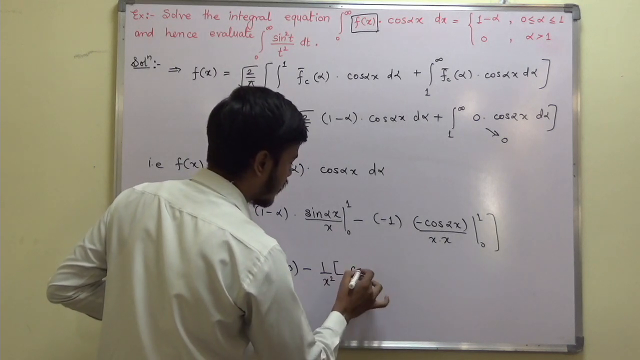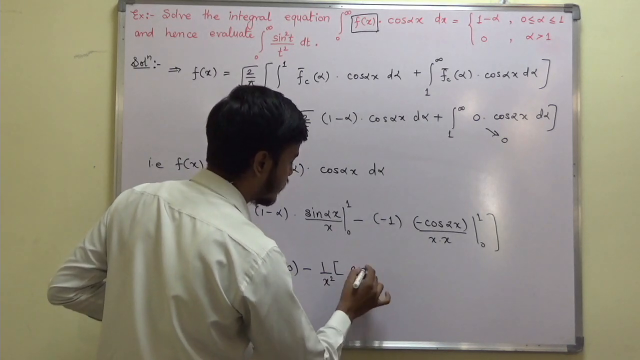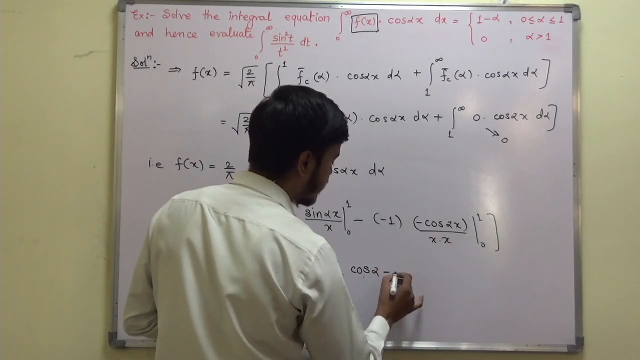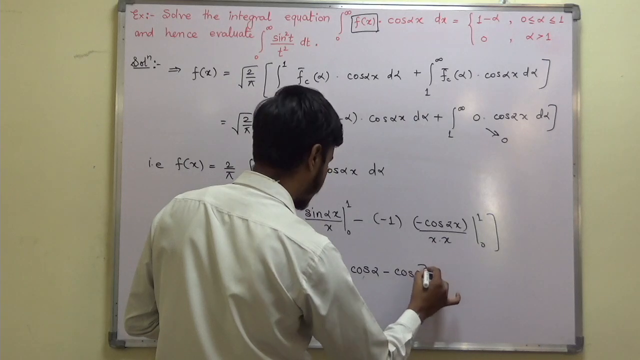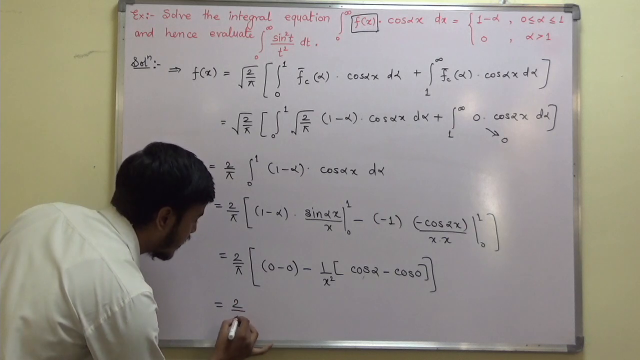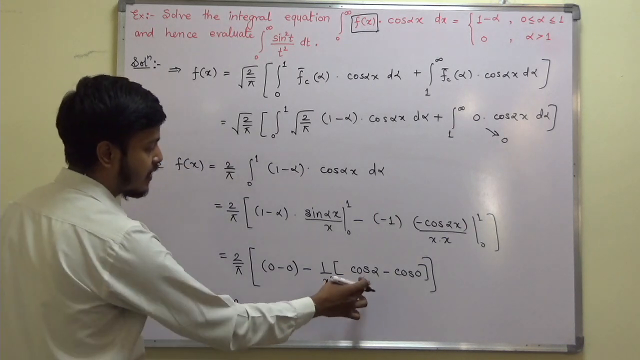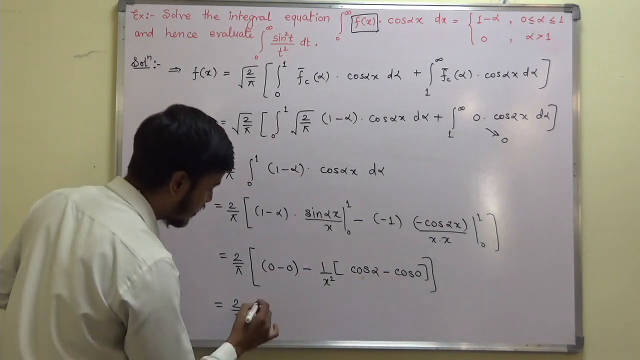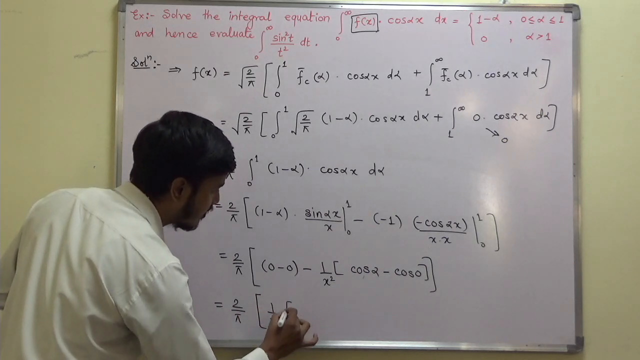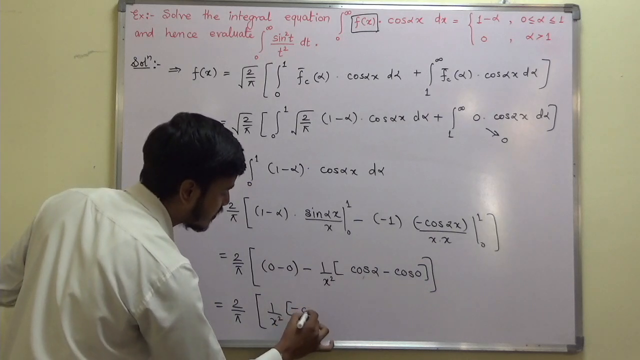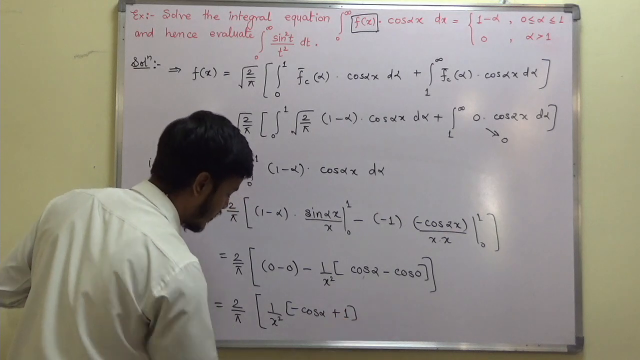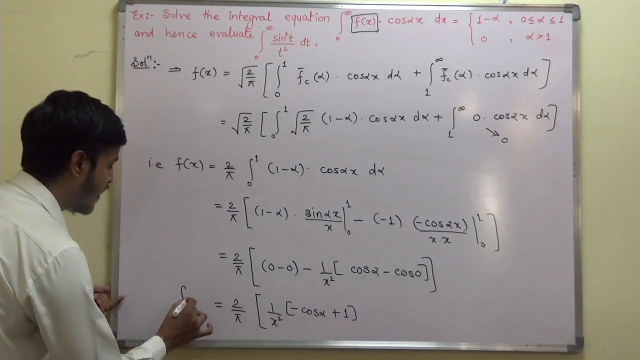Minus into minus plus 1 by x square common, put alpha equal to 1, so this is cos alpha minus cos 0. Simple. Now this is 2 by pi into, now you can give this minus sign over here and you can write it as 1 by x square, cos alpha minus cos alpha minus minus plus, cos 0 is 1. Okay, so this is my f of x.